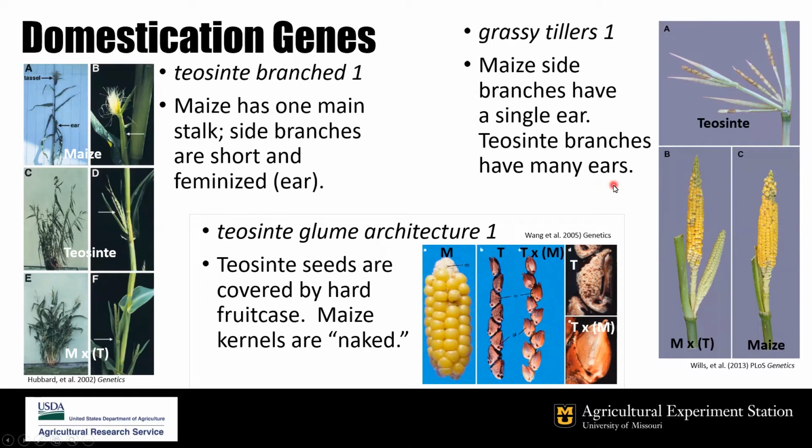And the final gene that people have studied more recently is called grassy tillers. Maize generally has a side branch that ends in a single ear, whereas Teosinte has side branches that have multiple ears. And so you can imagine if you were a hungry early farmer, you would try to target each of these different traits to make your Teosinte, now possibly a more primitive maize, easier to harvest.